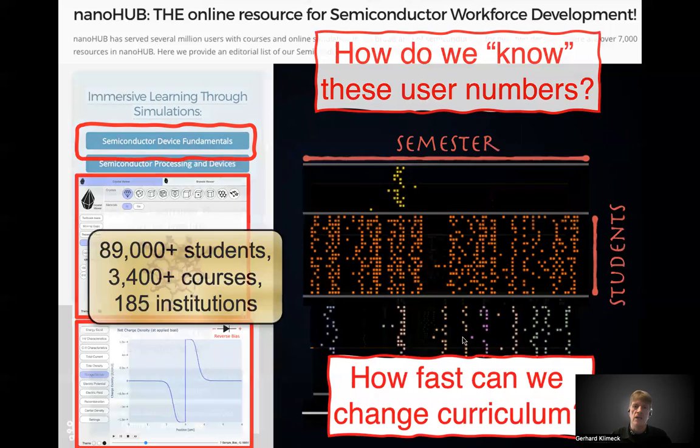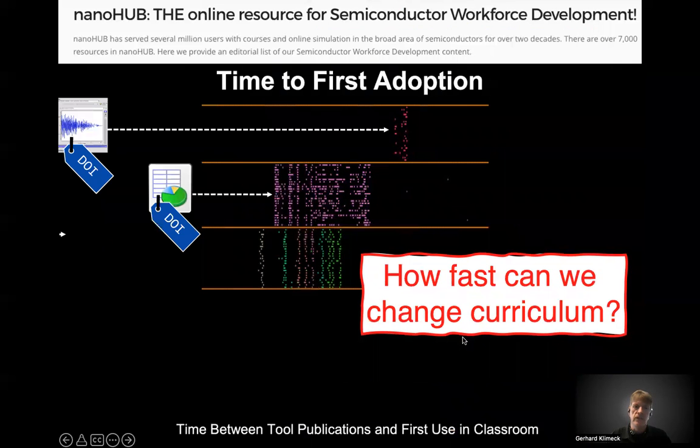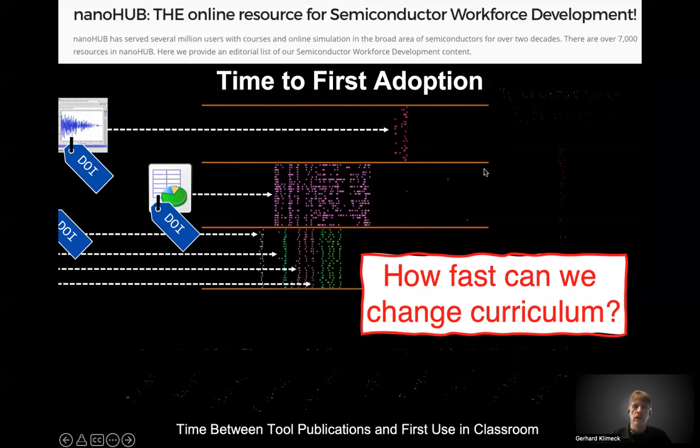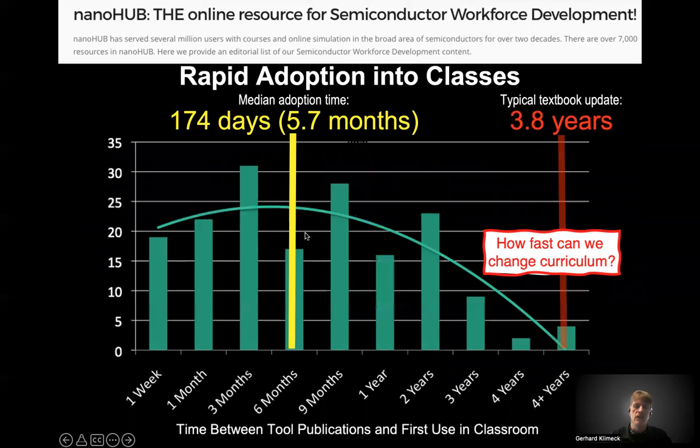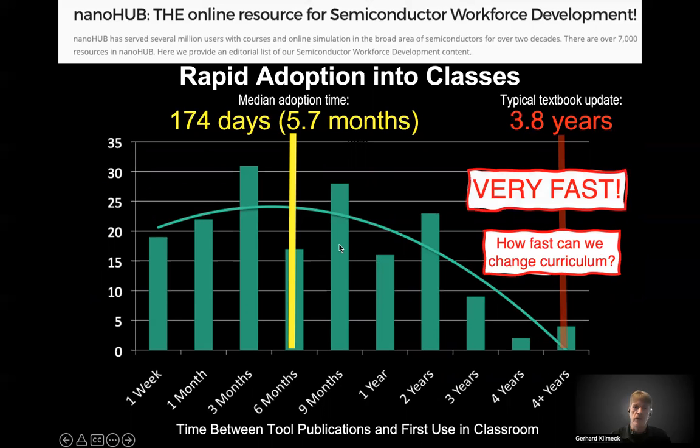Now, how fast can you change curriculum? Since each of these tools is a publication, it has a DOI, it has a birthday, I can measure the first time until they hit the classroom. And I want to compare that time to 3.8 years, which is the average time of writing a textbook update. And what we find is that the median time is less than 6 months. We can change curriculum very fast.